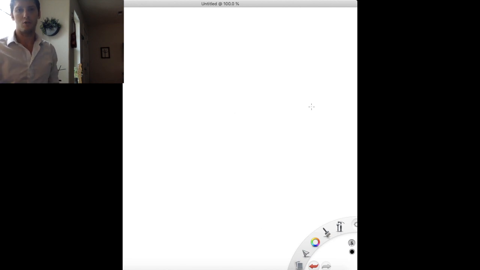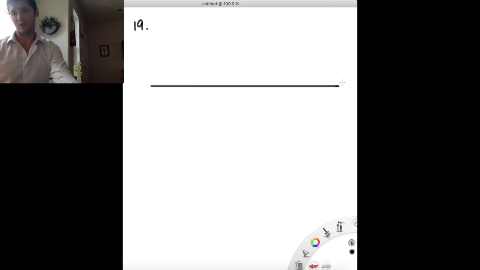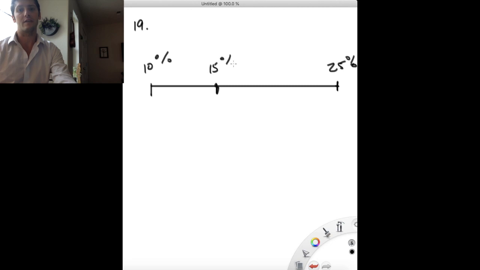Okay, let me show you one other thing. Very, very useful with what you might call weighted averages. Here's 25% on one end of my number line, and here's another 10% at the other end of my number line. What we want to end up with is 15%.